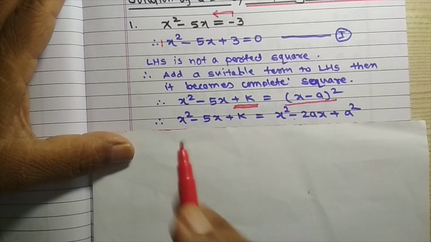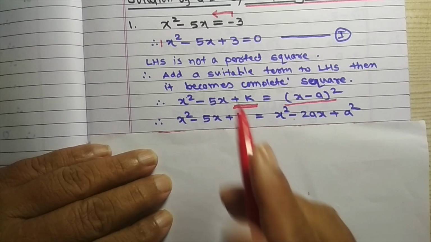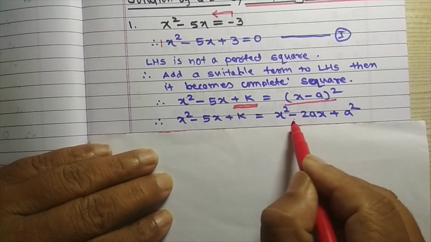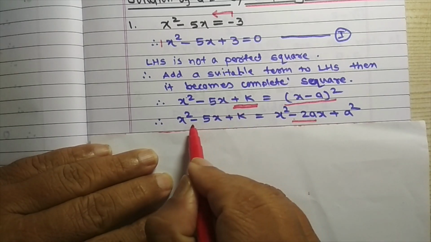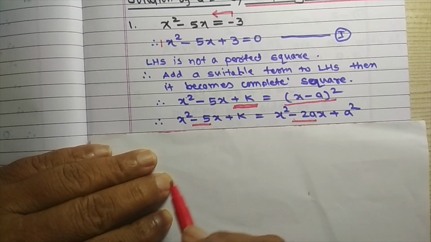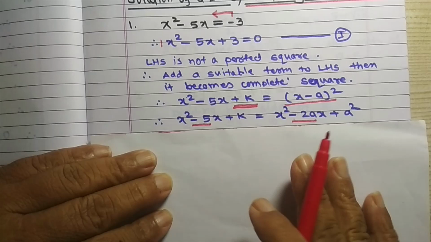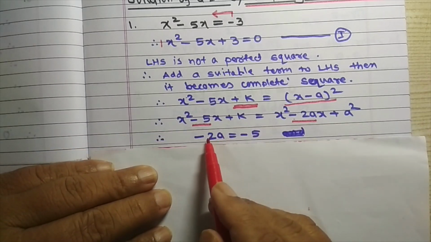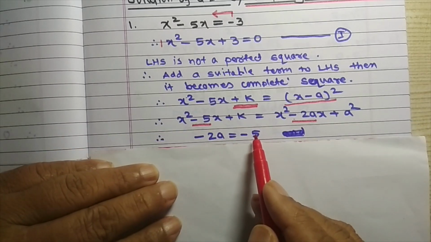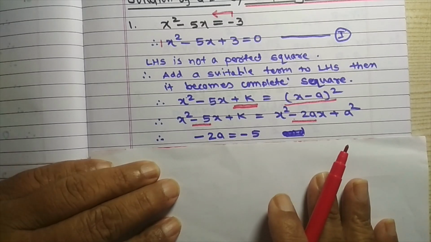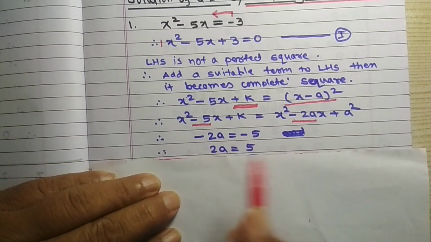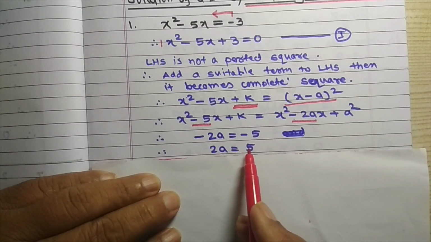We have to compare these two now. Okay, means minus 2a and minus 5 are same. If we compare the coefficient of x, therefore we have to take here minus 2a is equal to minus 5. Both sides have minus sign, we have to neglect that. Therefore it becomes 2a is equal to 5.